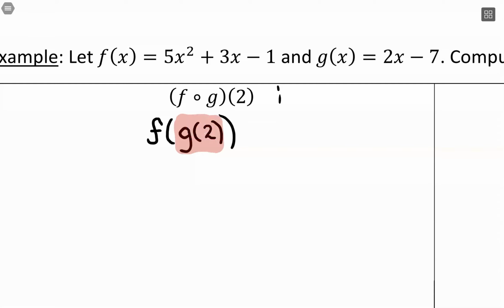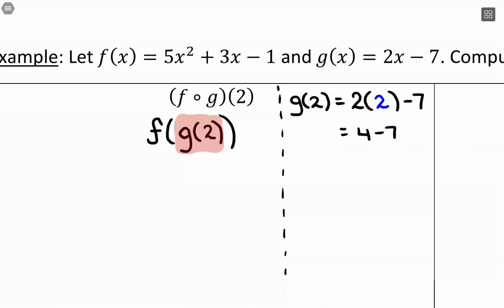And I want to simplify g of 2. So what we're going to do is some side work here. I'm just going to separate off to the side here and just look at what is g of 2. So my function g tells me to take 2 times the input, minus 7, and in this case we're thinking of an input of positive 2, which is 4 minus 7, which is negative 3. So what I just found there is that g of 2 is exactly equal to negative 3.